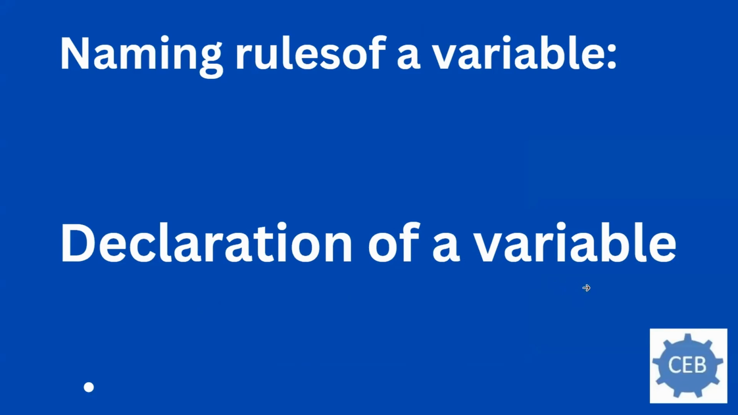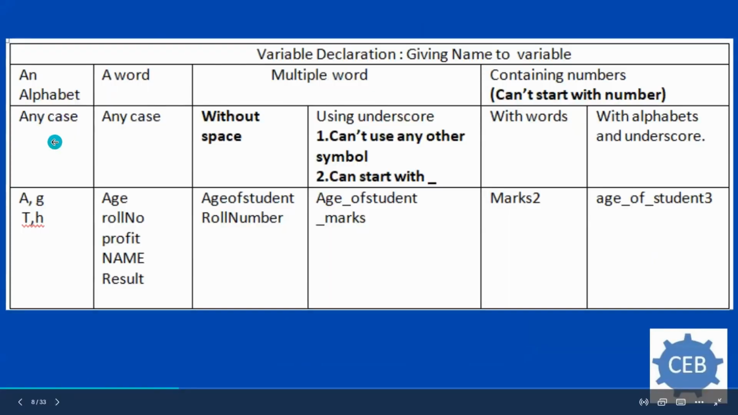So there are certain rules for giving names to variables. So what are they? A variable can be any single alphabet of any case. It can be capital A, small g, capital T, small h, like that. It can be a single word written in any case. For example, rollNumber in which the N is written in capital letter, age in which A is written in capital letter, profit with all the characters in lowercase, NAME with all the characters in uppercase, Result in which the first letter is written in capital letter.